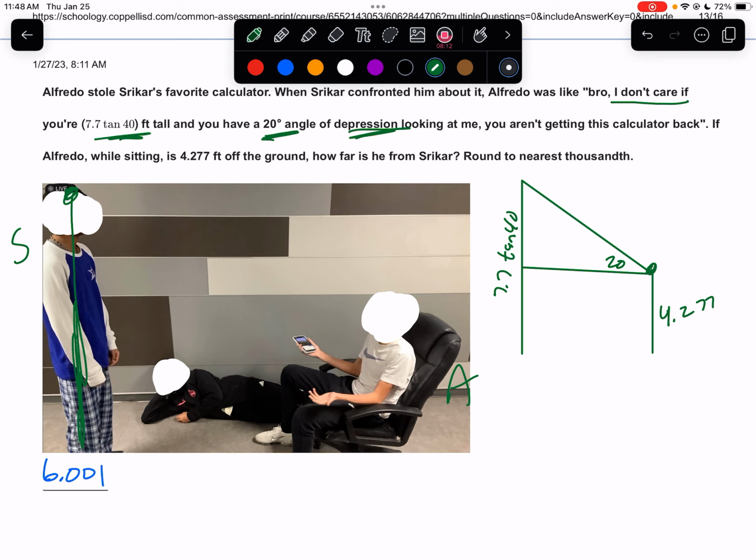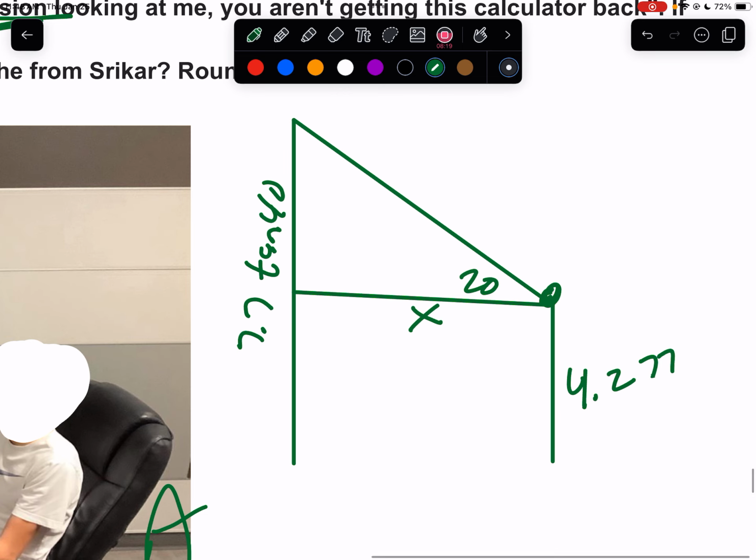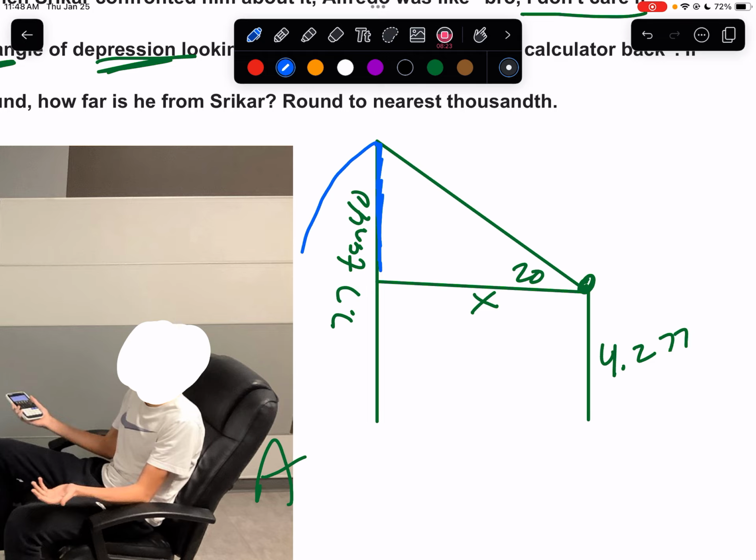So how far is he from Srikar? That would be this number here. Call that x. So we need one thing. We need to know this value. Well, wouldn't it be the whole thing minus the 4.277?